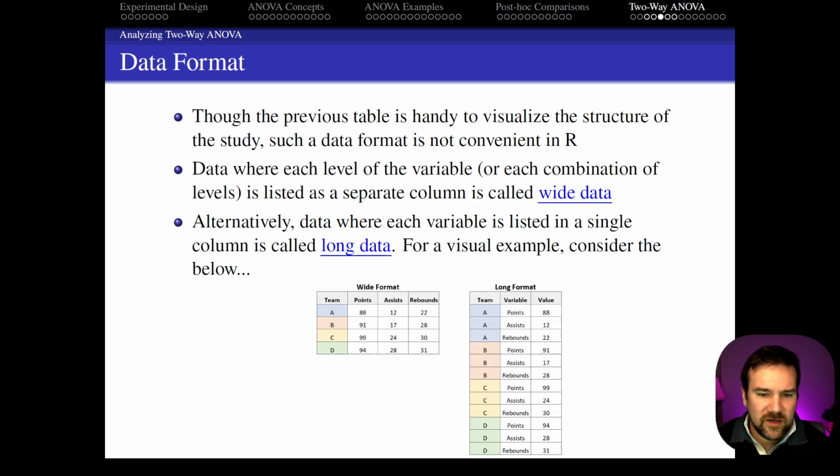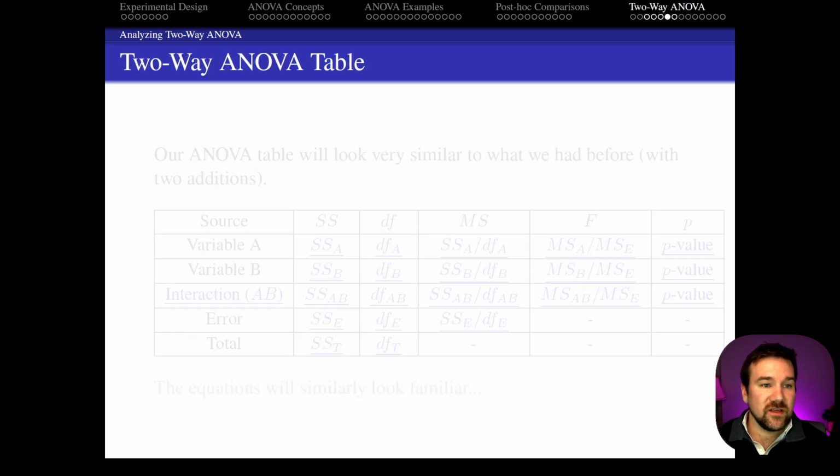Here's a great visual example. I think I pulled this from online somewhere, but in wide format, we have teams A, B, C, D, and then points, assists, and rebounds. In the long format, instead of the wide points, assists, and rebounds being the column levels, I'd have something named, say, variable or statistic, and then I would include those different levels going down. So we'd have team A, and then the points, assists, and rebounds, and then the values 88, 12, and 22 going down instead of going across. So that's the wide format versus the long format.